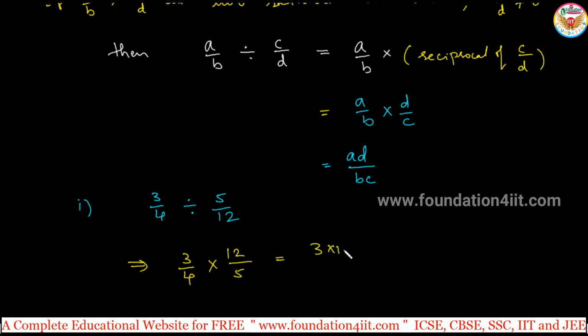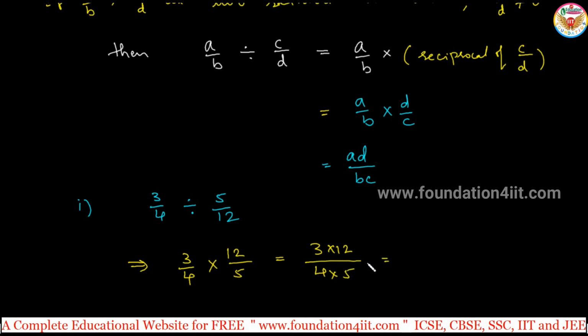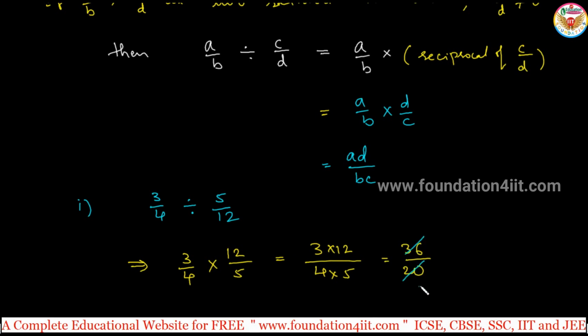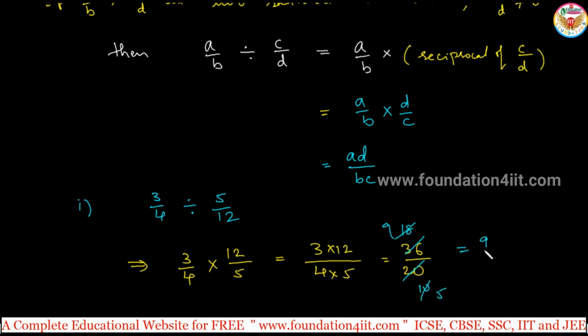So 3 into 12. We did this in the multiplication of rational numbers: the product of their numerators by the product of their denominators. The same will apply here. 3 into 12 is 36, 4 into 5 is 20. Make it into the simplest form. The 10, 18, 2 table: 2 fives are 10, 2 nines are 18. So 9 by 5 is the answer of 3 by 4 divided by 5 by 12.